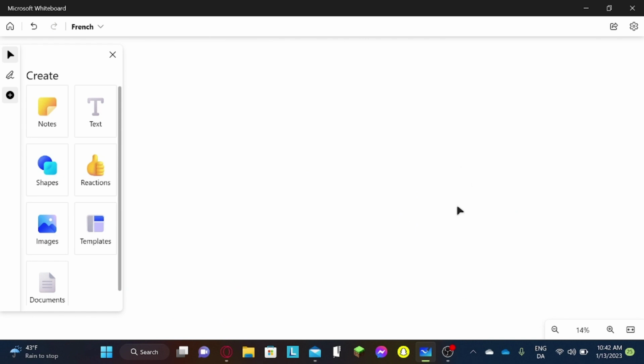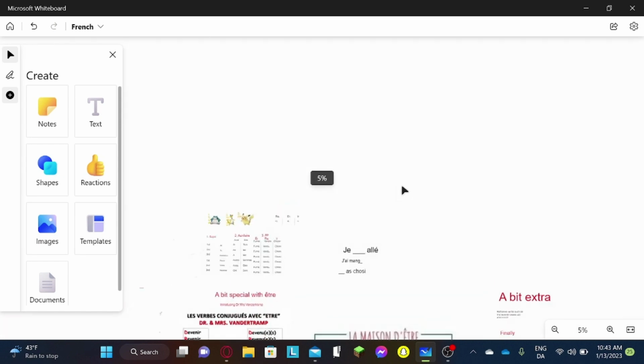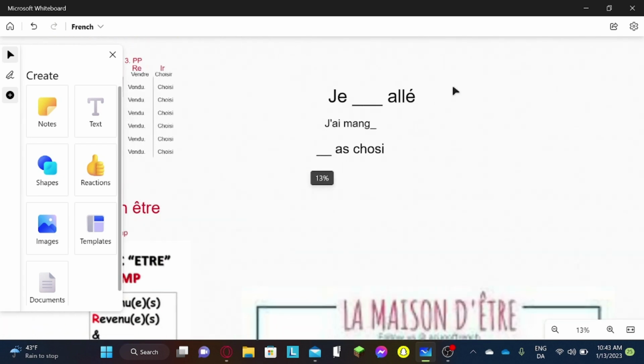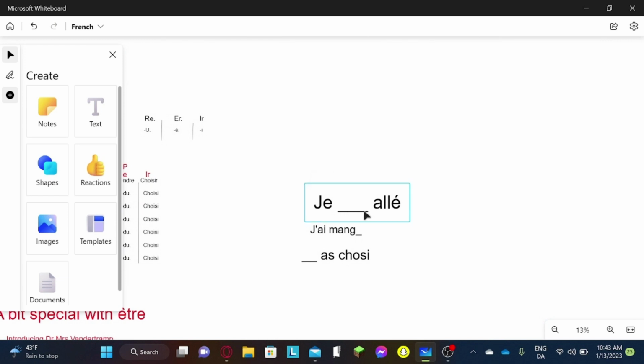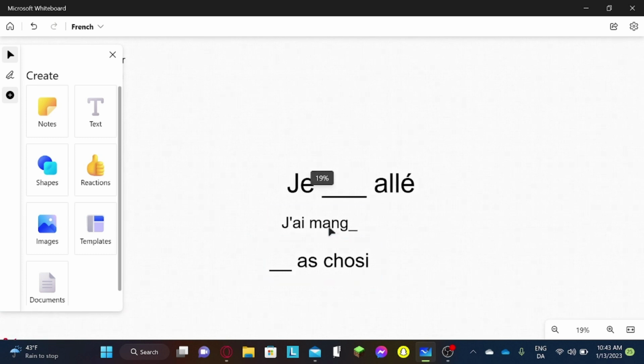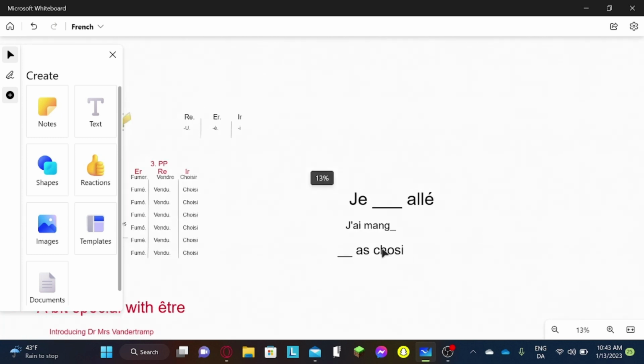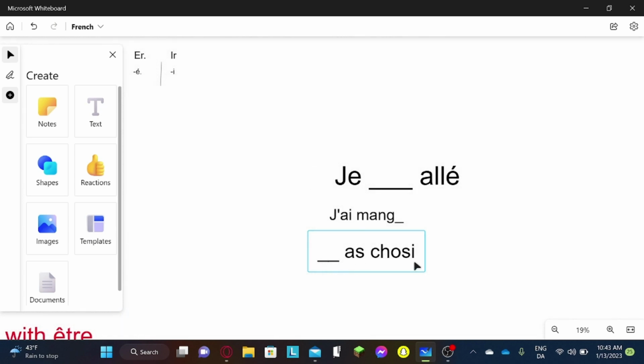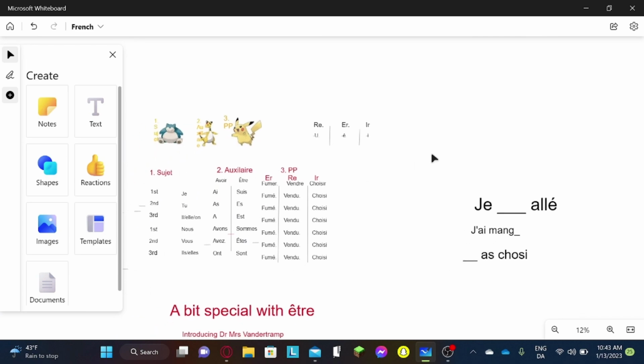Now, finally, we will have a little test. Now, chez something aller. What should be put in this? Suis. Chez mange, et. And finally, something à choisir. Tu. Now you know how to do le passé composé.